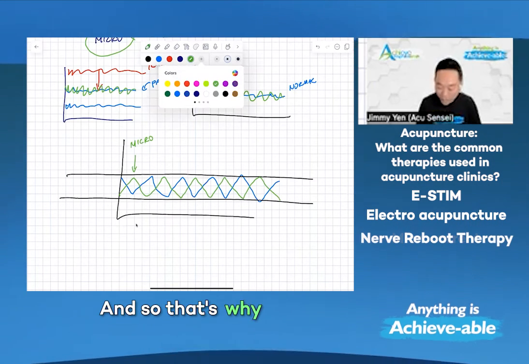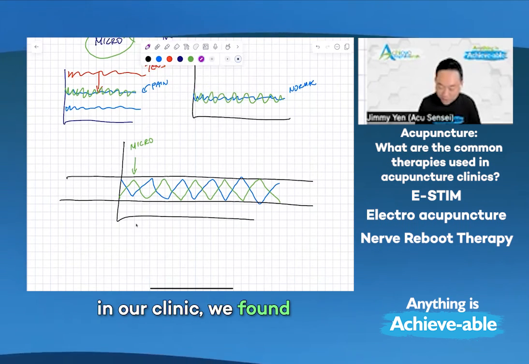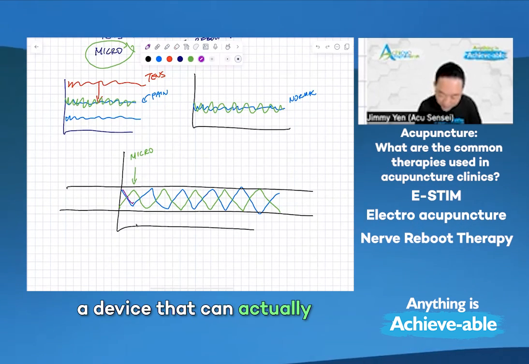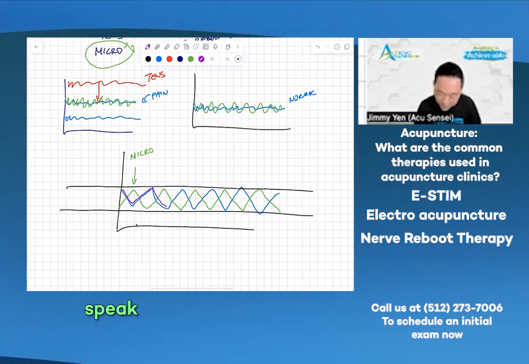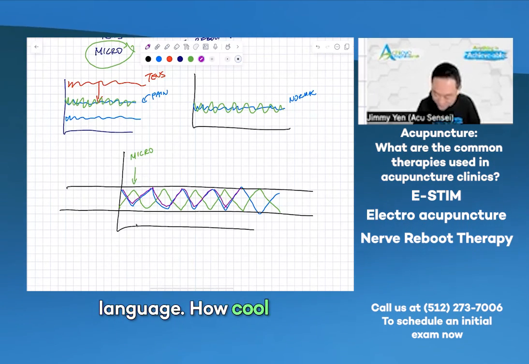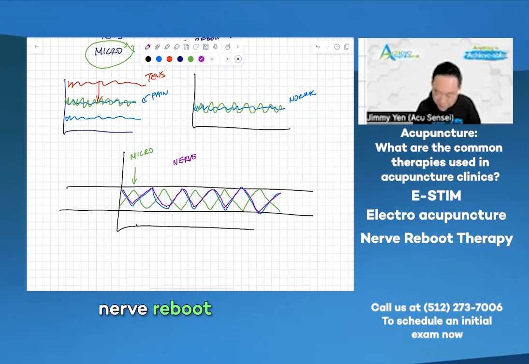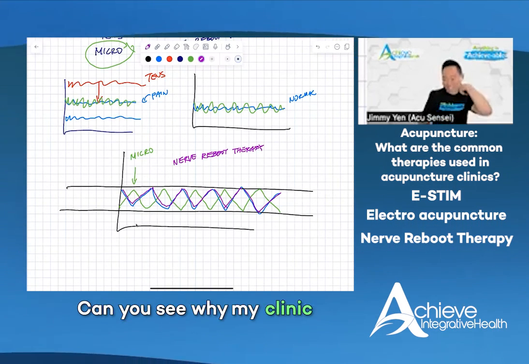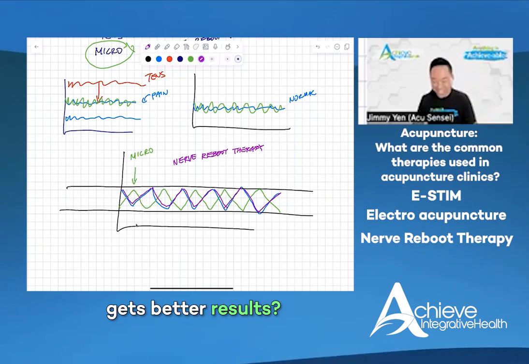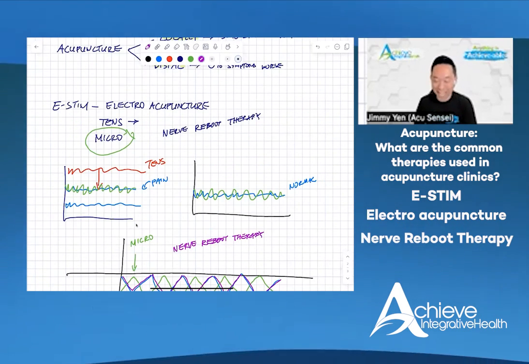And so that's why in our clinic, we found a device that can actually speak your nerves' same language. How cool is that? We call that nerve reboot therapy. Can you see why my clinic gets better results? Because all of these things matter, okay? So that's electro-acupuncture.